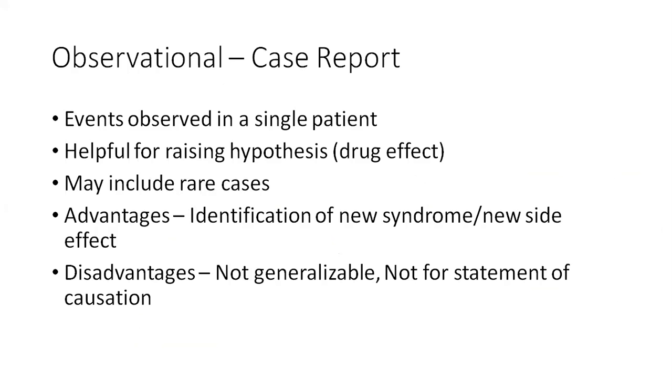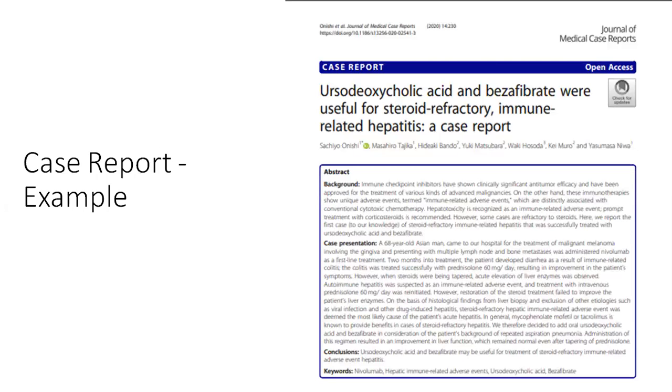So we start with the first observational study, the descriptive study, that is a case report, where we are trying to describe a single patient or maybe a single drug. Most of the time it tends to include rare causes, and we try to identify new syndromes or new side effects. But there are problems associated with a case report: you cannot generalize it, and you cannot give a statement of causation. We cited a typical case report that was published in the Journal of Medical Case Reports in 2020.